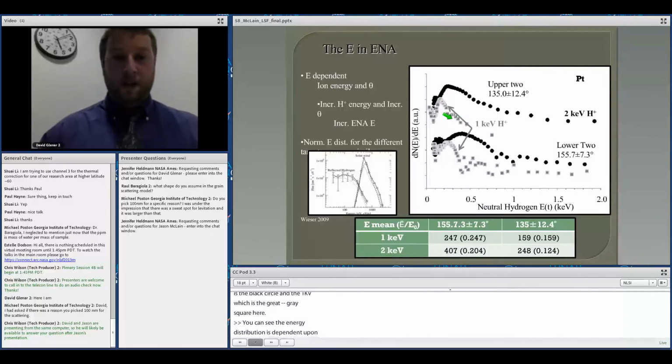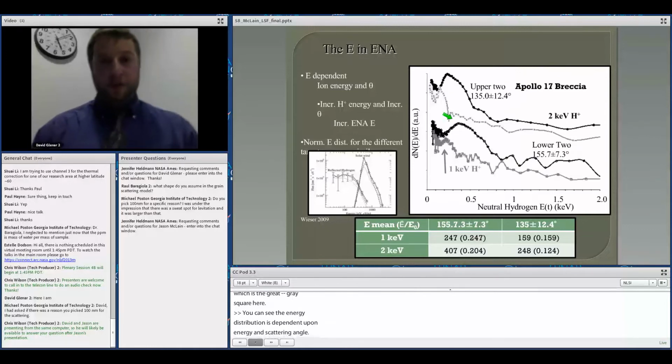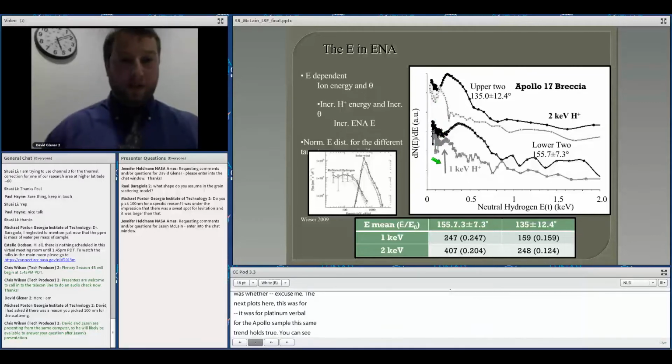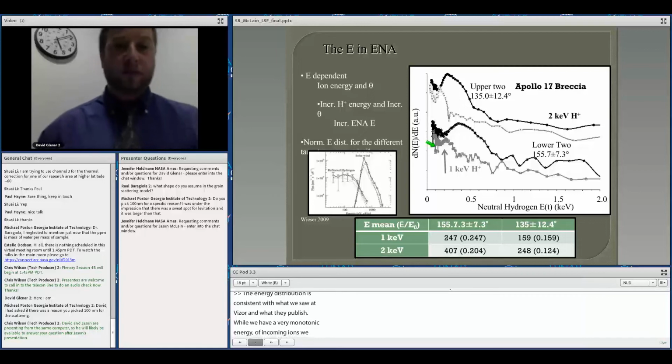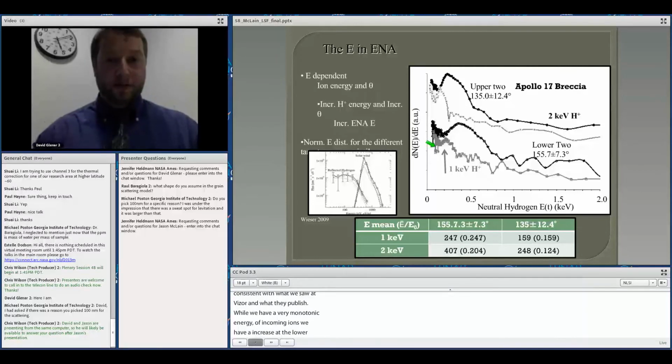This first plot was for platinum, but for the Apollo sample, this same trend holds true, and you can see here that the distribution is dependent on both the angle and the energy. These energy distributions are very consistent with what Wieser published, and while we have a very monotonic energy of incoming ions, we still have an increase here at the lower energies due to the lower efficiency of our detector at these energies.